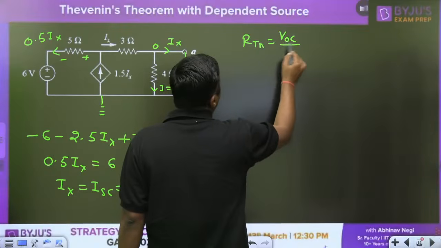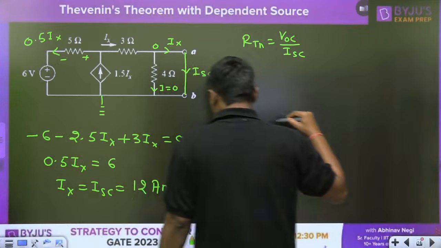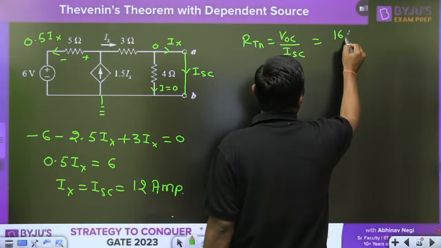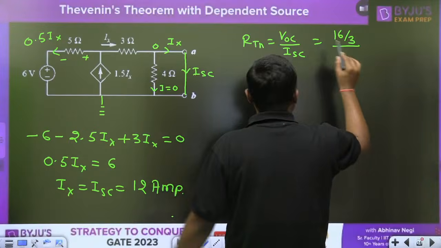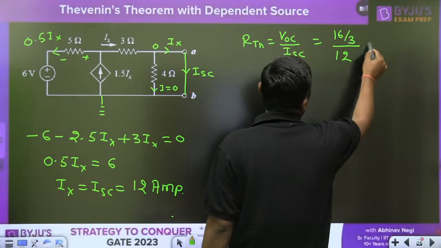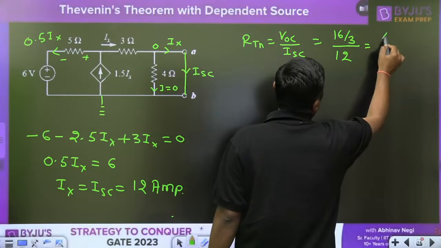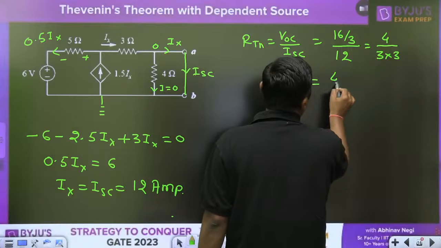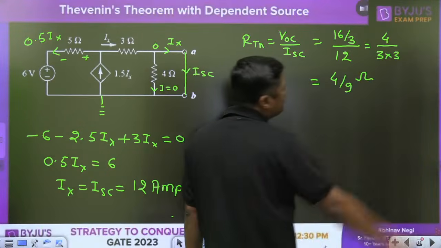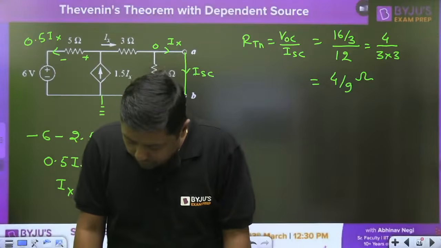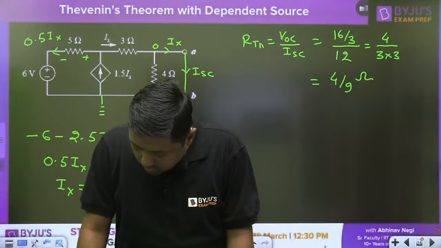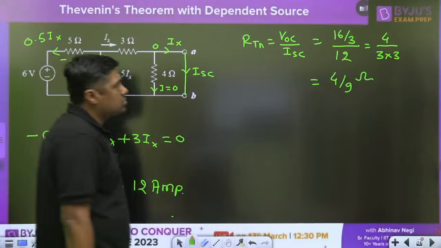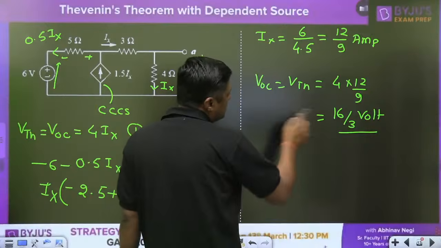RTH is nothing but VOC upon ISC. Tell me what is the answer? 16 by 3 divided by 12. So this will become 4 divided by 4, 4 upon 3 into 3, that is 4 by 9. Are you getting this 4 by 9, right or wrong? Tell me, everyone. Manwar Hussain, you are getting the 4 by 9? So what is the unit? Please always give the unit also. 4 by 9 ohm. This is the 16 by 3 volt.